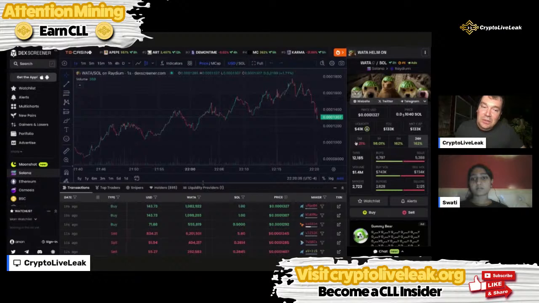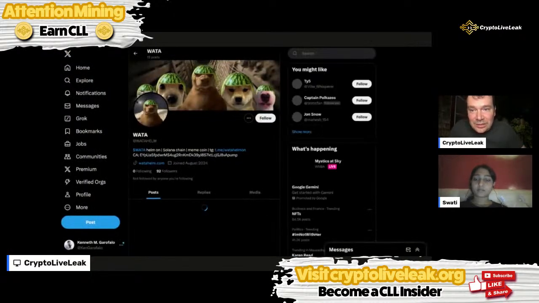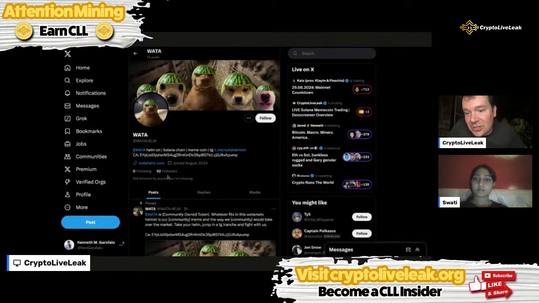So as you see, it takes good timing. It takes good luck. We were able to identify a good ratio of liquidity to fully diluted value. And then we can even see, like, I bet you there's very little Twitter following on this as well. Let's take a little look at the Twitter profile. Yeah, it just has 92 Twitter followers. Looks like the account was literally just created.